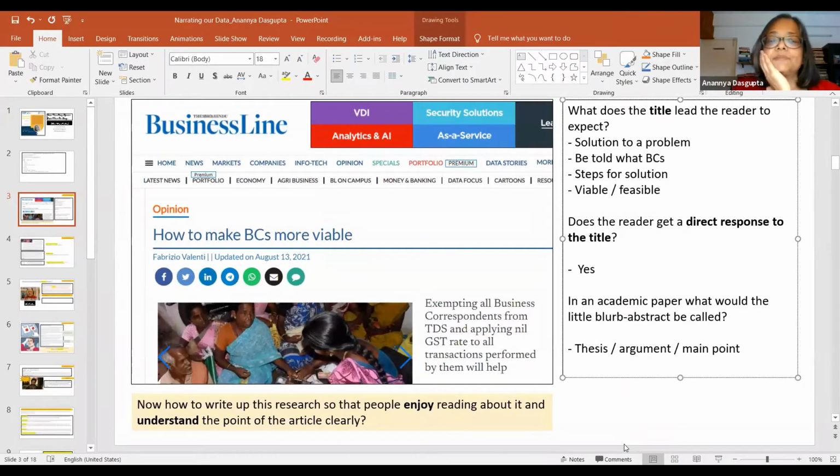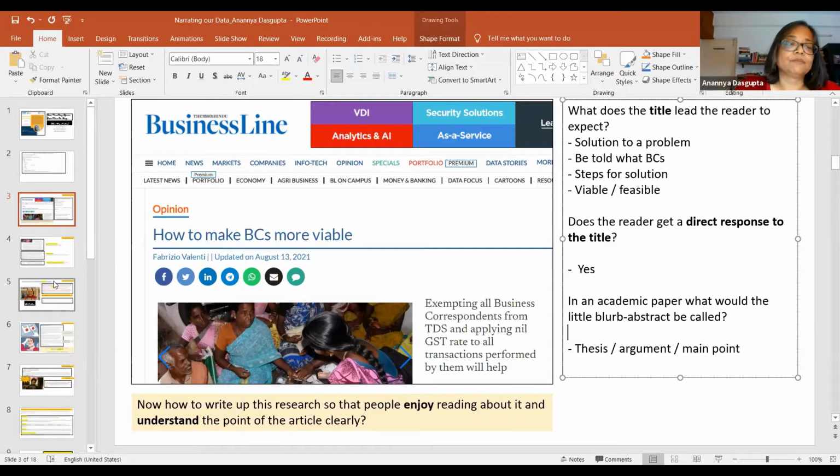Now, how to write up this research so that people enjoy reading about it and understand the point of the article clearly, right? And I have purposely put the word enjoy in bold and understand in bold. So clarity, about and around the point that you want to make, but in a way that's both enjoyable to read and write, right? With academic writing and research work, quite often we forget to associate enjoyment either with the process or with the reading or writing of it. It's all supposed to break our teeth, but it needn't, right? And what's the point if it's going to be like that, right?